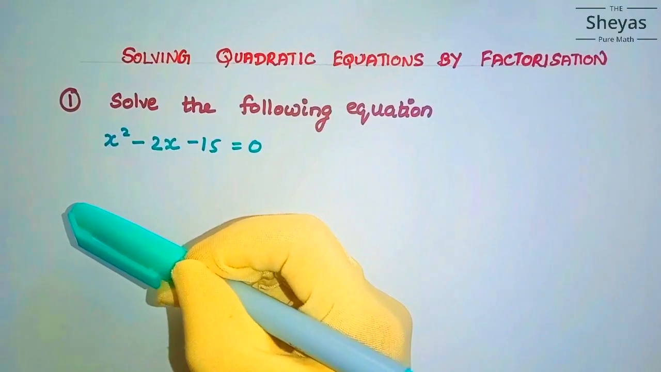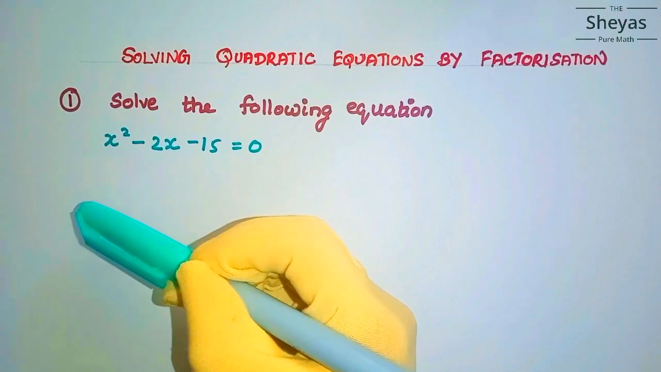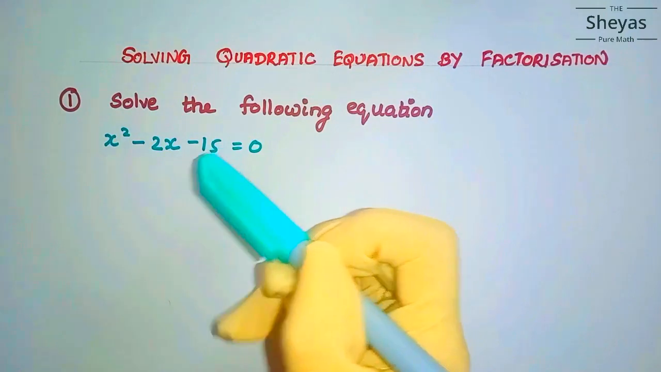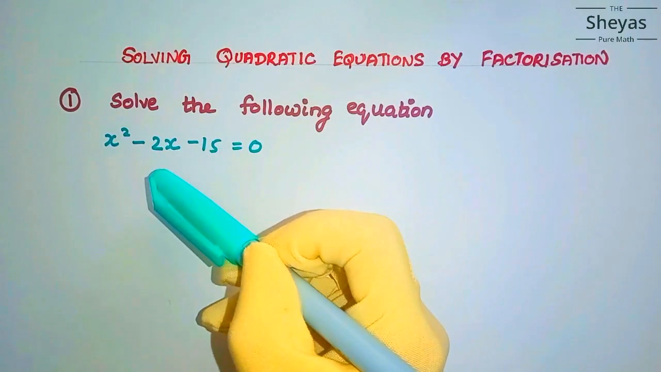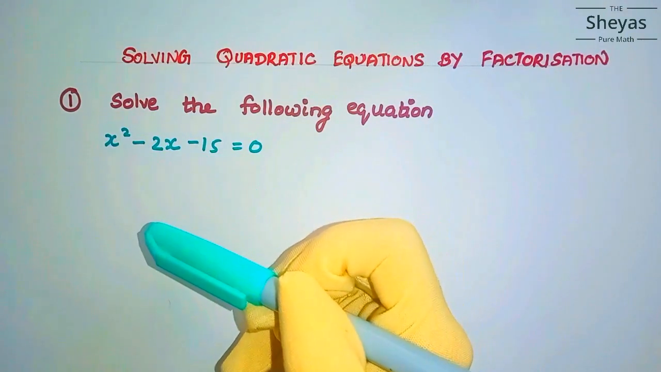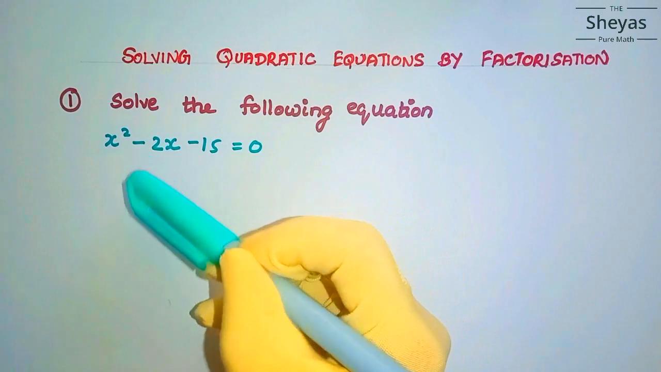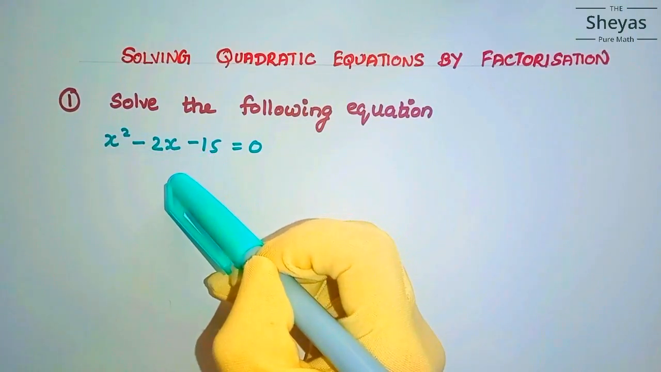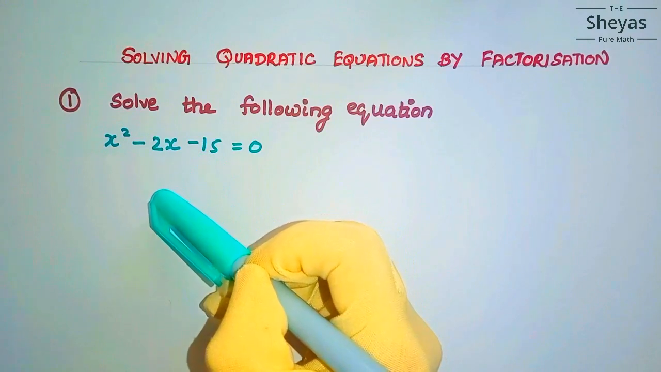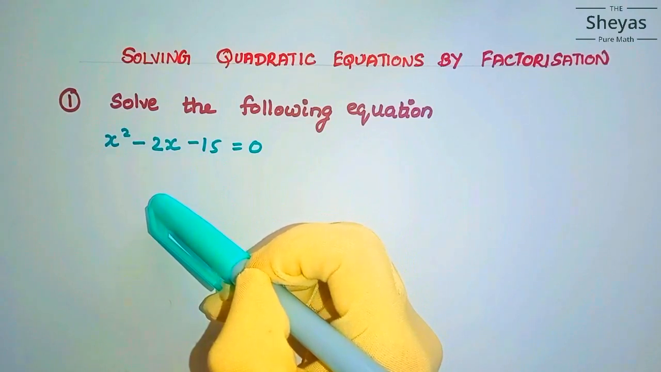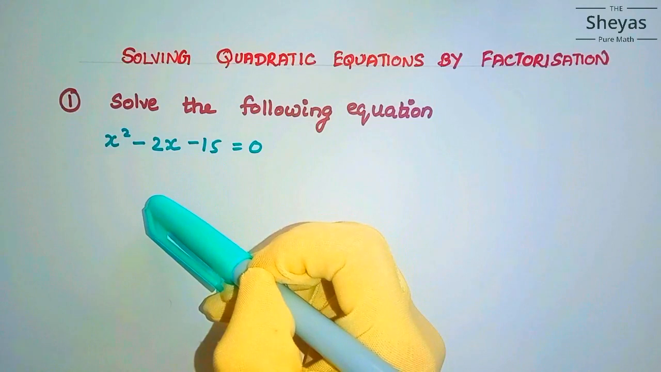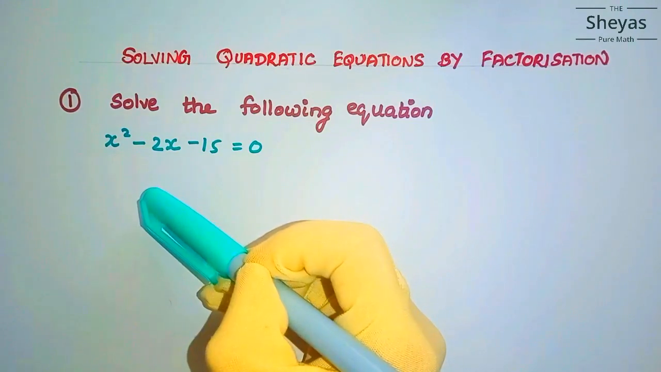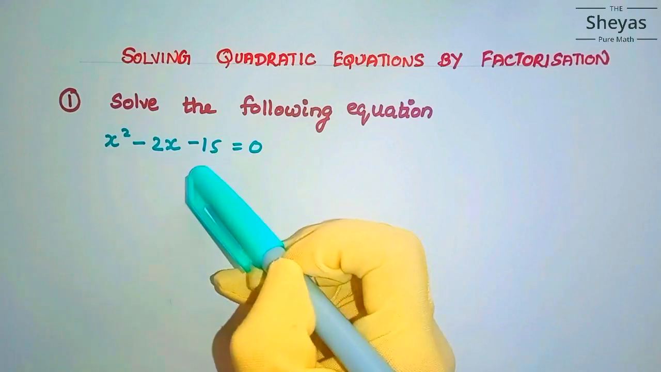Hi friends, today we are going to solve quadratic equations by factorization. So first problem, solve the following equation: x square minus 2x minus 15 is equal to 0. So what is the first step? You have to factorize this first. We have already learned factorization in the first chapter, algebraic expressions. You can refer to my previous video on factorization and then proceed with this video. Okay, so how to factorize this?